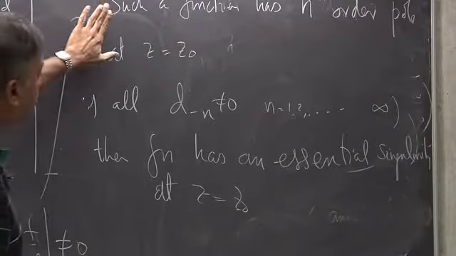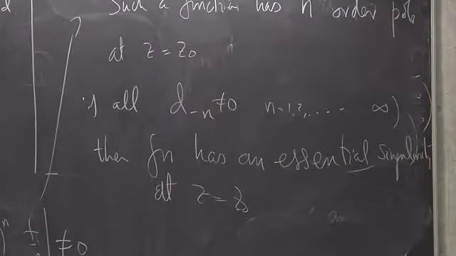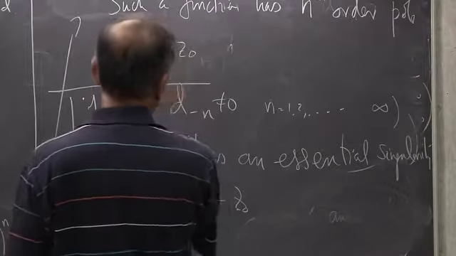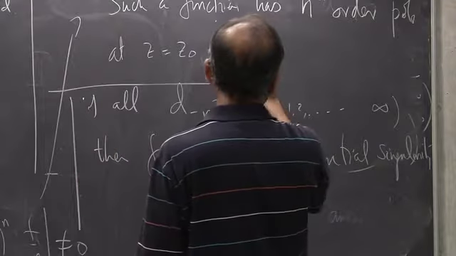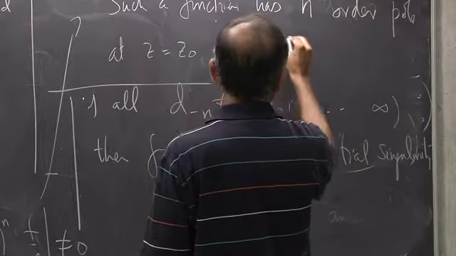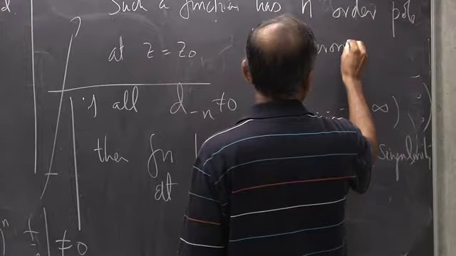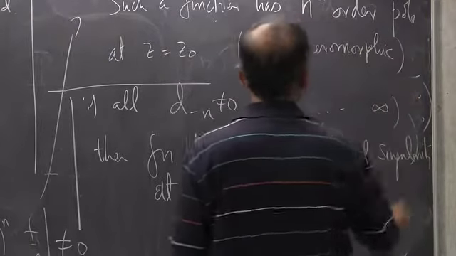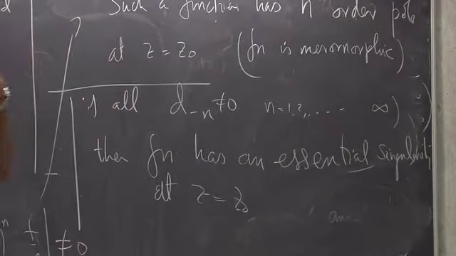When something like that happens, then you say the function is meromorphic. So in such a case, not the essential singularity, but in this case, you say this function is meromorphic. So these are some definitions.